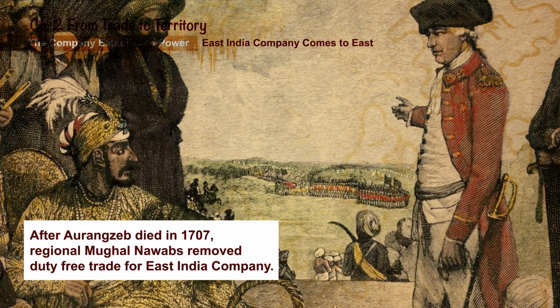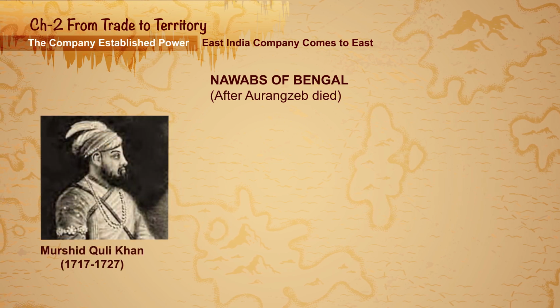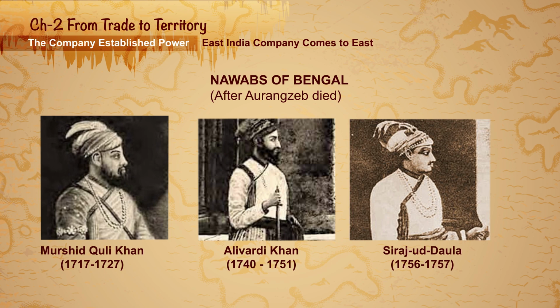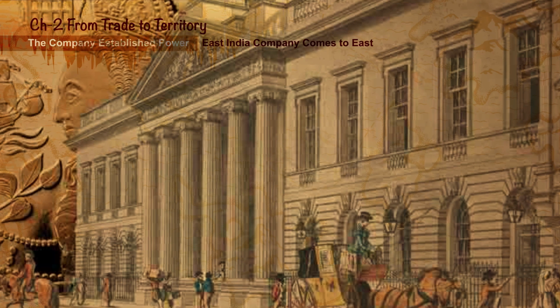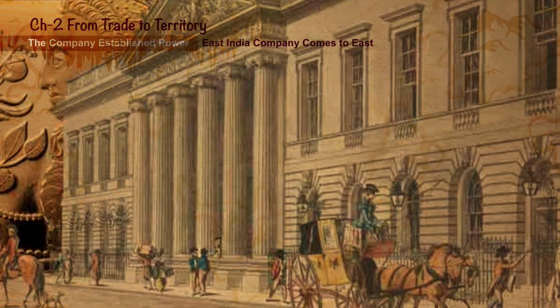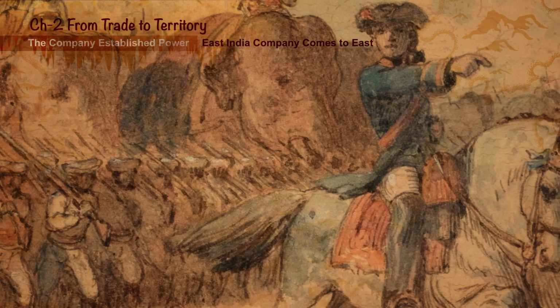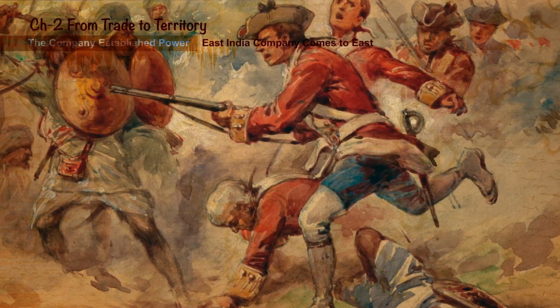One of these Nawabs to stop free trade for the British was Murshid Quli Khan, the Nawab of Bengal, who was followed by Aliwardi Khan and then Siraj-ud-Dawla. On the other hand, the company believed that their trade could flourish only if they got control over more villages and free trade access. This conflict of interest between the East India Company and the Nawabs led the arguments to the Battle of Plassey.